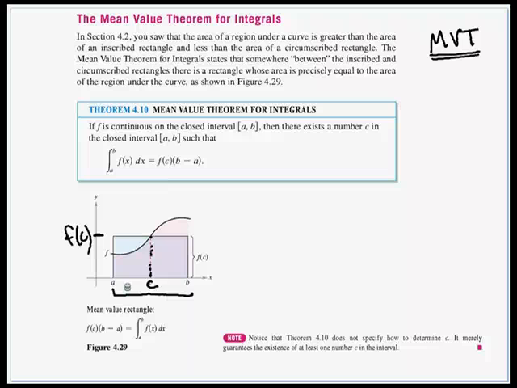So in the box we have theorem 410, the MVT for integrals. If f is a continuous function on the closed interval from a to b, then there exists a number c somewhere in that closed interval such that the definite integral of the function, that's the area under the curve, is exactly equal to f of c, again that's the height of the rectangle, times b minus a, or the length of that rectangle. And note that theorem 410 does not specifically tell you how to determine what point c is. It merely guarantees the existence of at least one number c in that interval that holds this property.